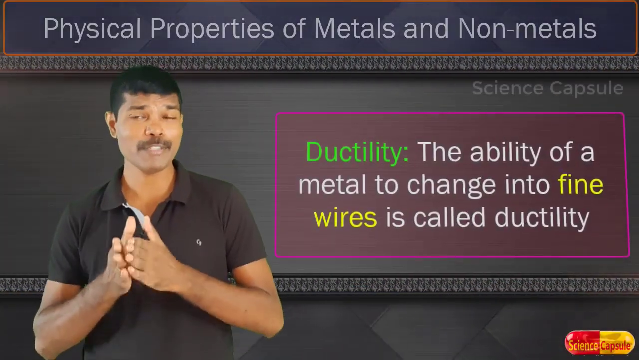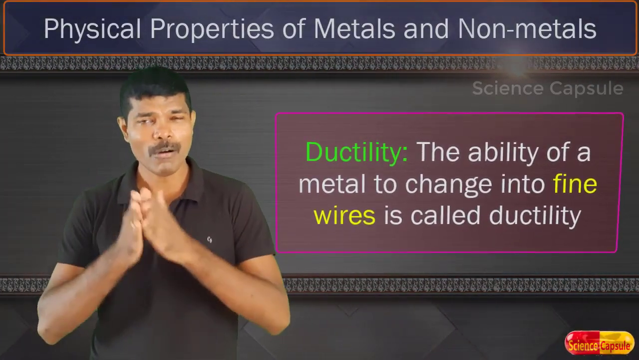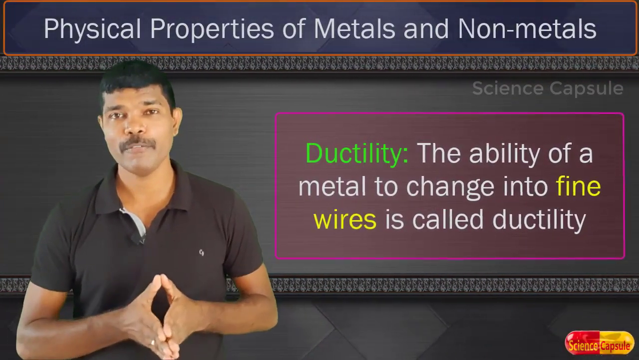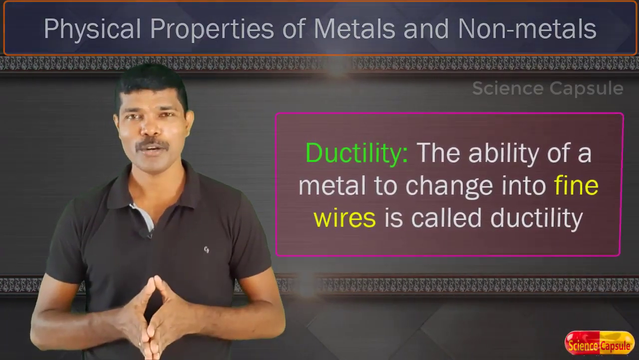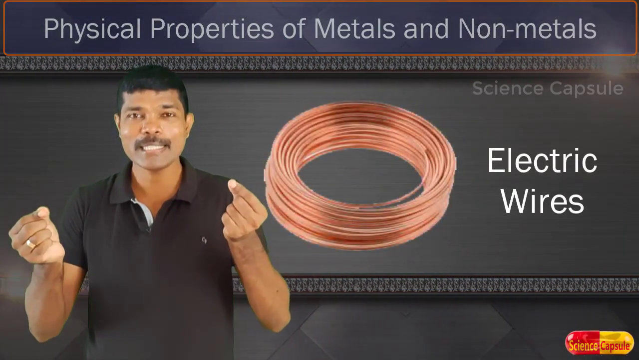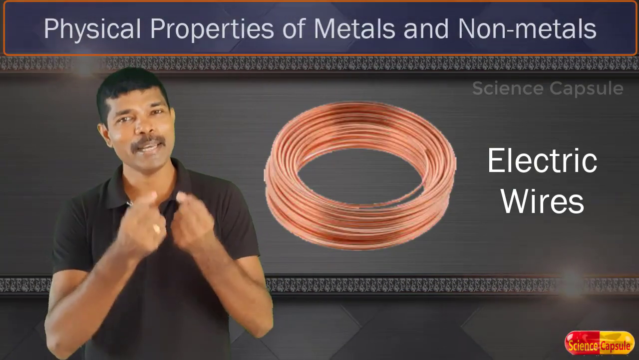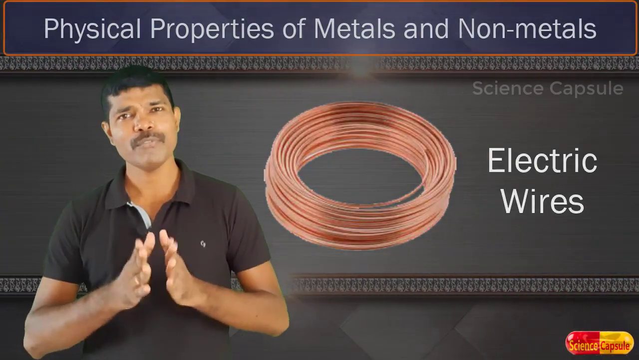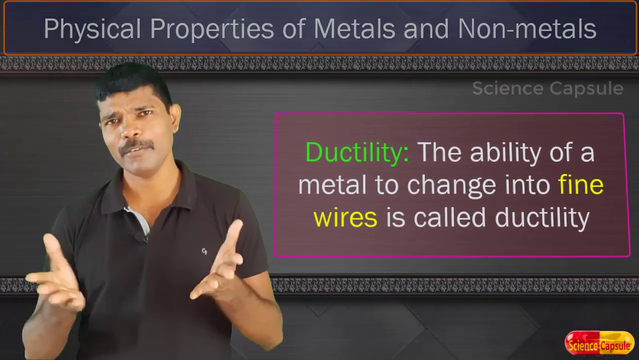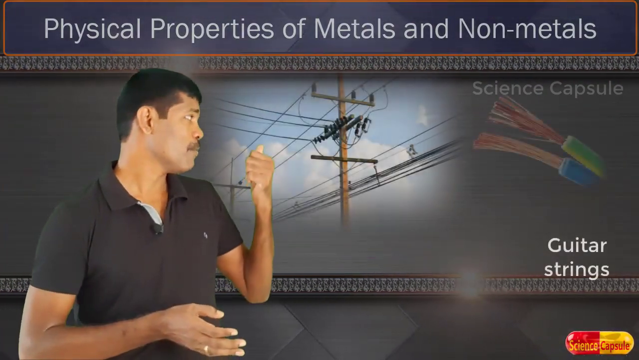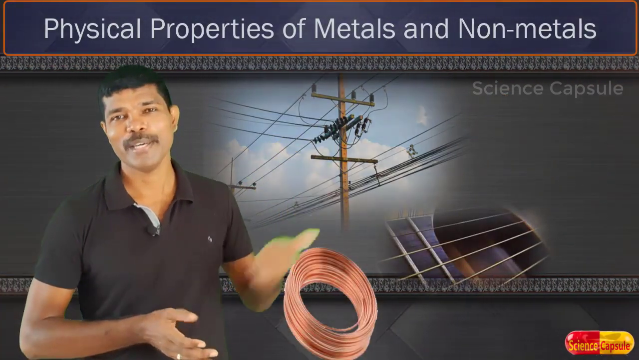The property of metals by which they can be turned into fine wires is what we call ductility. All the metals possess the property of ductility. Because of this property, the fine wires which we use in our home are made up of metals. So metals have the property of ductility, that is why they can be turned into fine wires. Likewise, various other metals have the property of ductility. On the basis of ductility, we can make various materials. Some of the materials based on the property of ductility are shown on the screen.